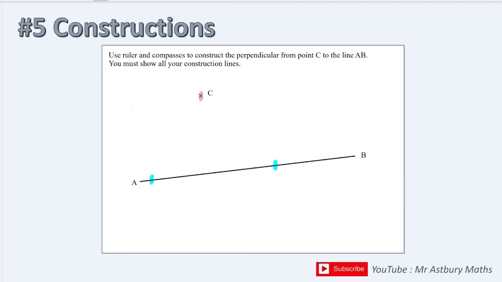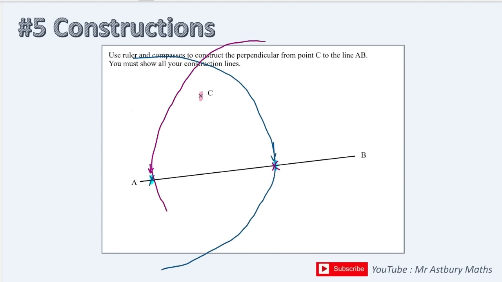And what I'm going to do is I'm going to put the needle here and the pen right here. And I'm going to draw a semicircle around like so. And then I'm going to swap it over and I'm going to put the needle here and the pen here. And I'm going to draw a second semicircle, which is going to come round like this. And then all that's left to do is to connect up the two intersection points here and here. And they should pass through C and also be at right angles to the line, thus making it a perpendicular.